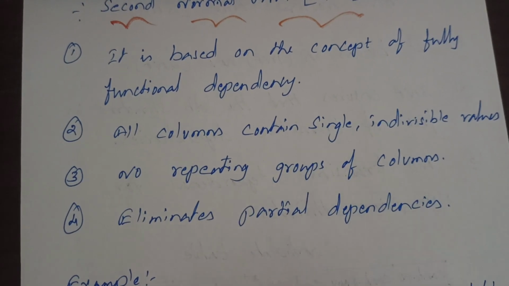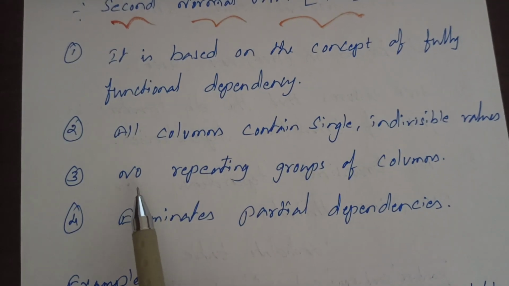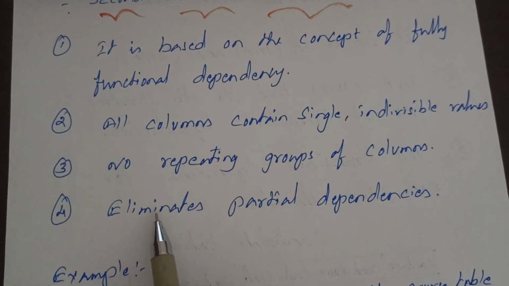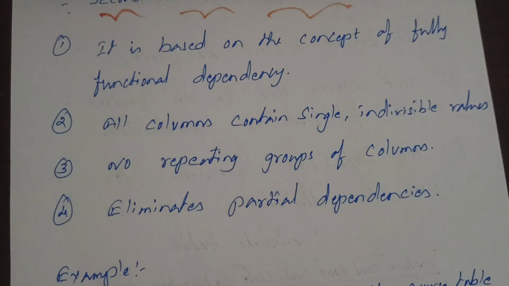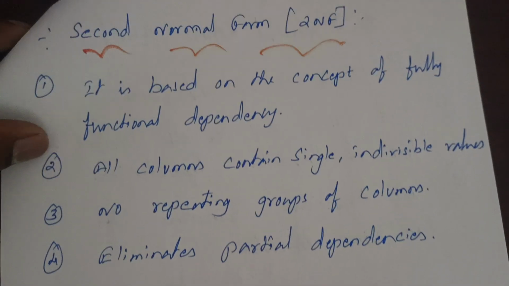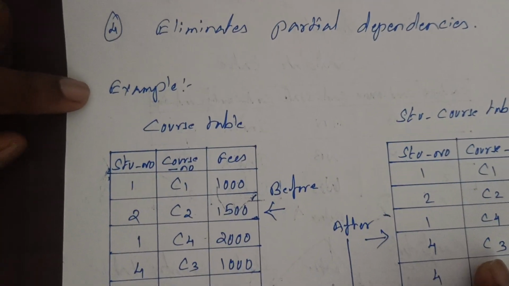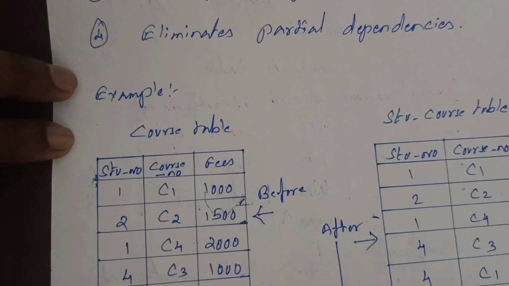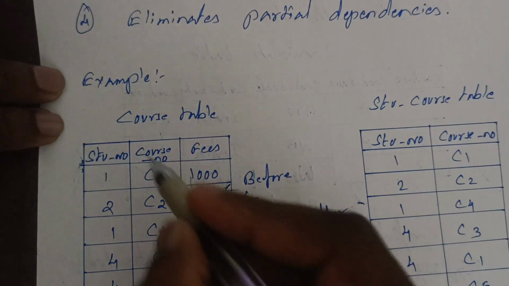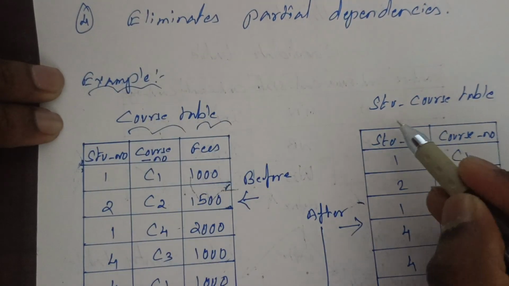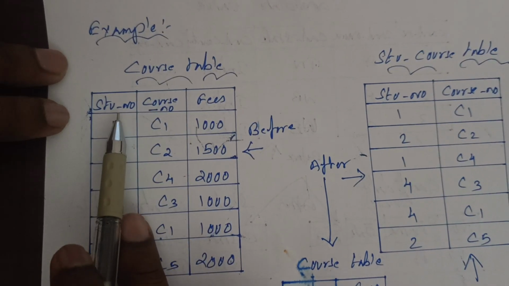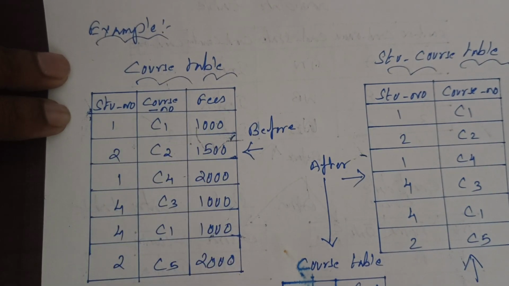So there should not be any repeated values in one particular row in a column. So there are no repeating groups of columns, right? And it should eliminate partial dependencies. We are going to see how this dependency works with one particular example for 2NF, that is second normal form in normalization. Now you can check, this is the first example I have taken, the same course table. This is the student number, the course number and fees, right?